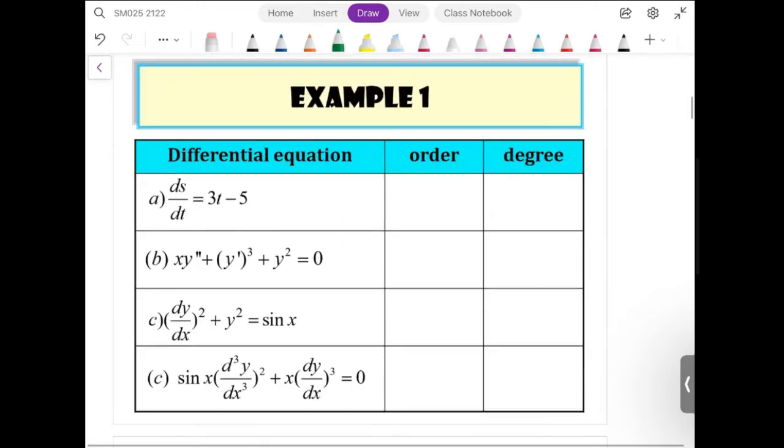Let's proceed with the first example, based on our explanation just now. Based on the differential equation, identify the order and degree. First one, we have ds/dt equal to 3t minus 5. If we focus on the derivative itself, it is only the first derivative, which means our order will be 1. And then refer to the degree. If you look there, no power is written, meaning it is to the power of 1. So our degree is also 1.